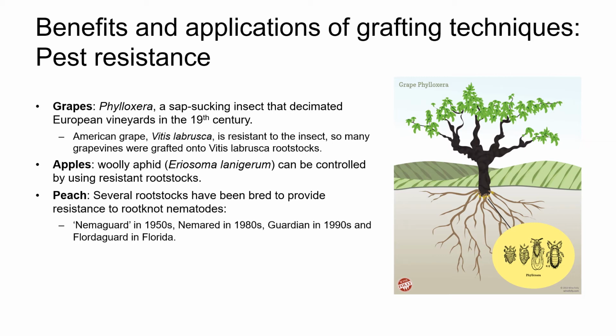The rootstock can confer pest resistance on some grafted plants. For example, European vineyards in the 19th century were decimated by a sap-sucking insect, the grape phylloxera. It was realized that the American grape, Vitis labrusca, was resistant to the insect, so many grapevines were grafted onto Vitis labrusca rootstocks. Woolly aphid, Eriosoma lanigerum, in apples can be controlled by using resistant rootstocks. And in peach, several rootstocks have been bred to provide resistance to root knot nematodes. Nemagard was introduced in the 1950s, Nemared in the 1980s, and Guardian in the 1990s. And Florida Guard was introduced for the Florida peach market.